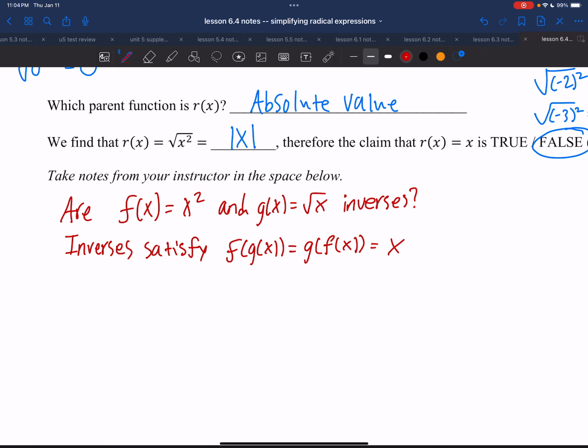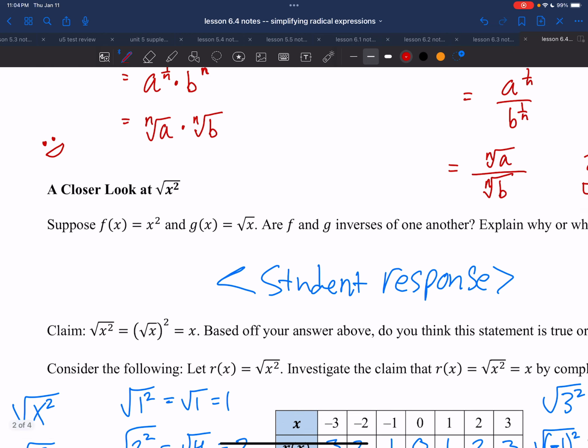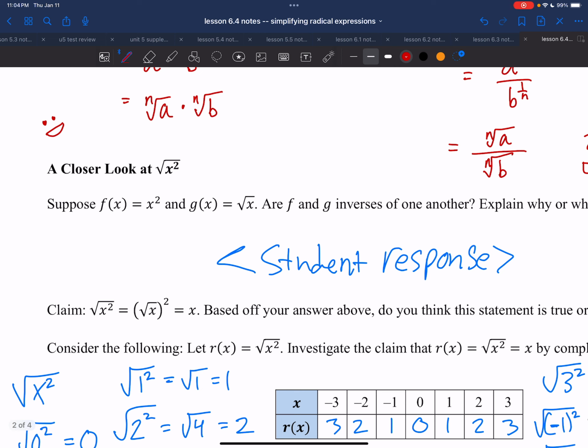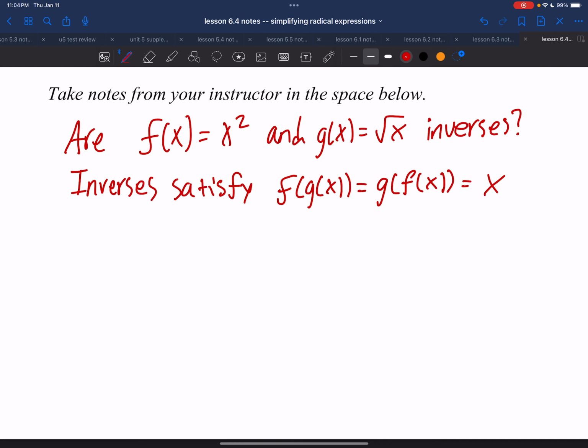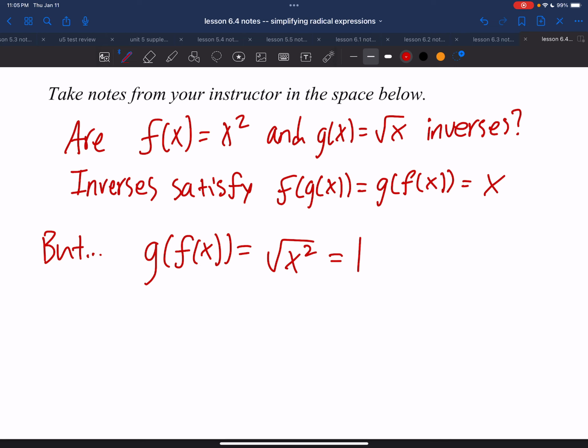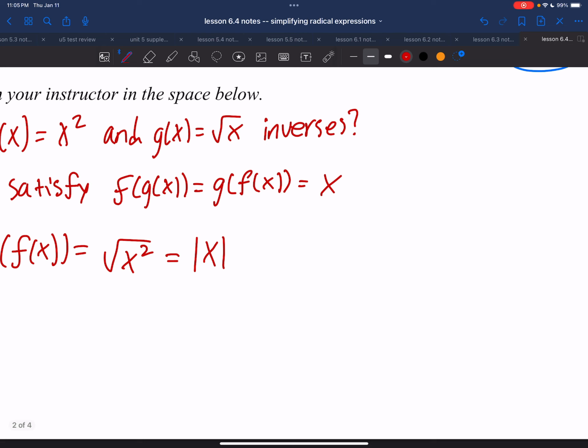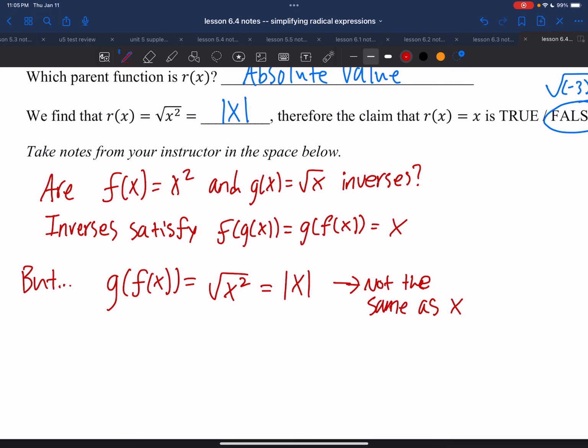But wait a minute. When I took the square root of x squared, which composition is that? I got to remember. Square root of x squared, that's g of f of x. But g of f of x is the square root of x squared, which is absolute value x. And absolute value x is not the same as x. They're two different functions. X is a linear function. Absolute value x is the absolute value function. So on a technicality, they're not inverses. They're really not.